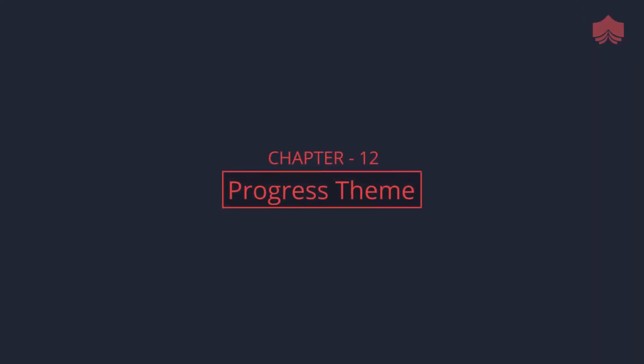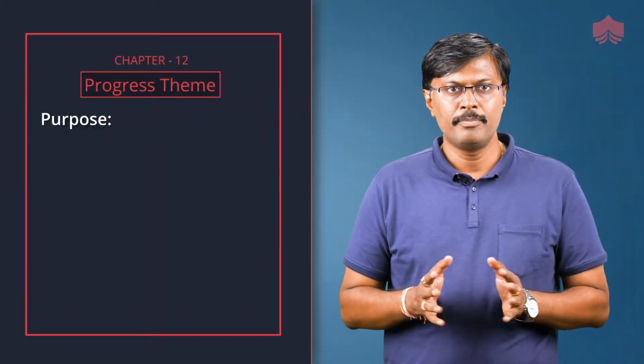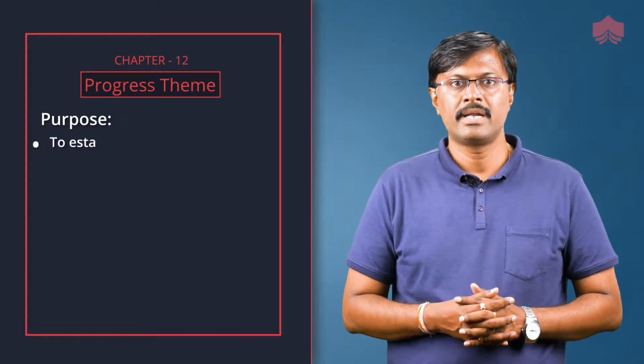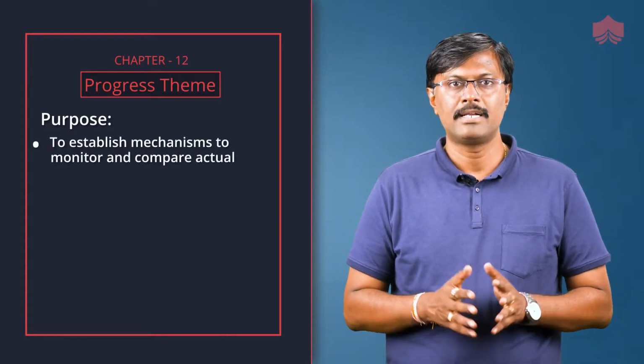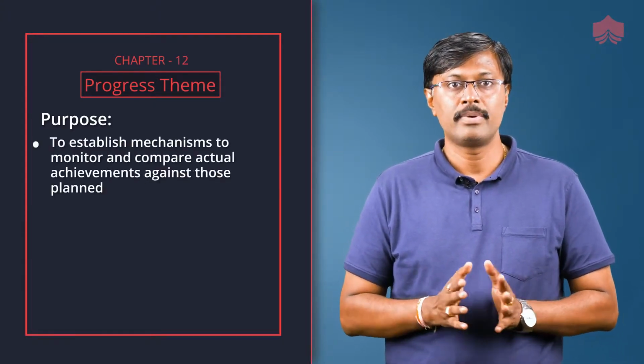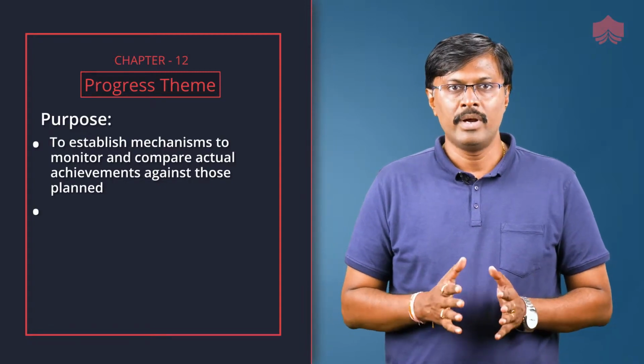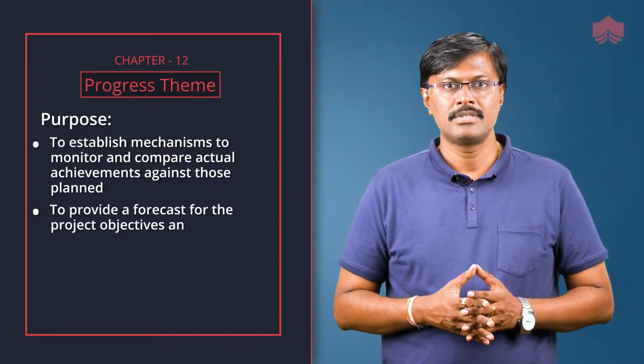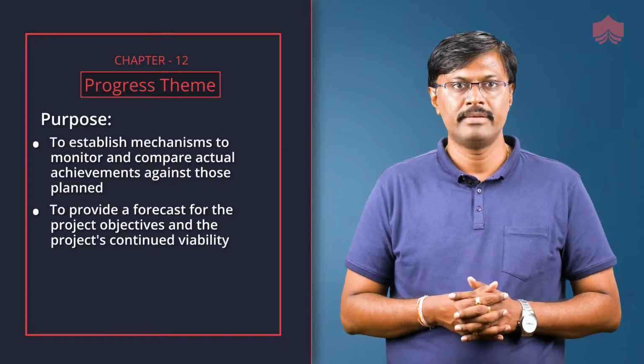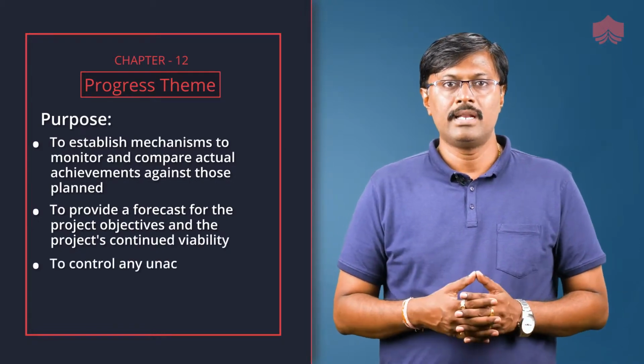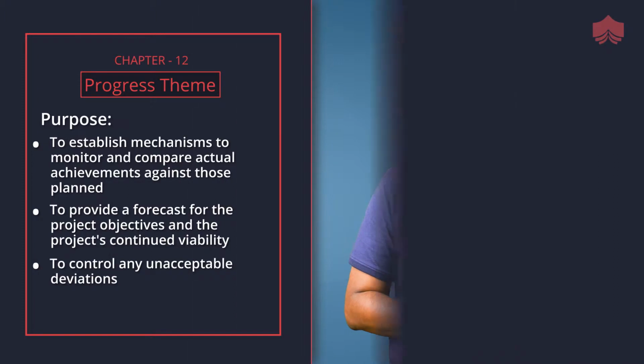Welcome back. In the previous module, we looked at the change theme. In this module, let us look at the progress theme. The purpose of the progress theme is to establish mechanisms to monitor and compare actual achievements against those planned, to provide a forecast for the project objectives and the project's continued viability, and to control any unacceptable deviations.